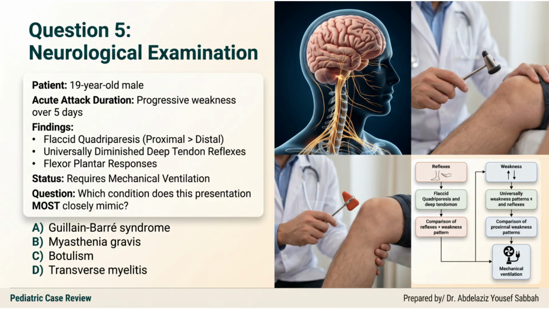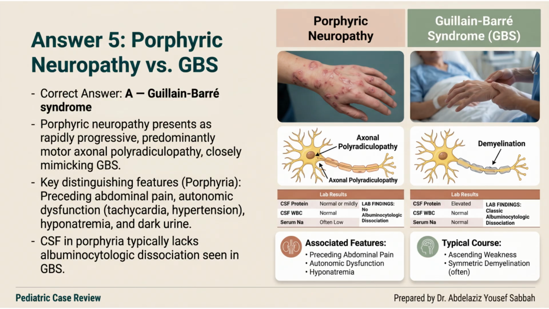Option A, Guillain-Barré syndrome. Option B, myasthenia gravis. Option C, botulism. Option D, transverse myelitis. Think about which neuromuscular emergency produces this exact pattern of ascending flaccid weakness with areflexia. The correct answer is option A, Guillain-Barré syndrome.